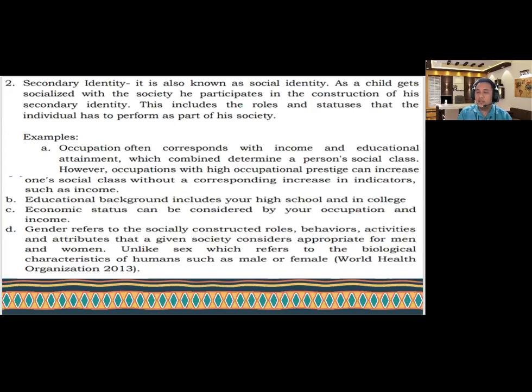Anong trabaho mo? Okay, saan ka nag-aaral? Are you in your college? What was your economic status? Are you a middle class? Are you belong to the middle class? Okay, so or are you belong to the upper one? Okay, what is your gender? Okay, so as a part of the society. So that is the secondary identity.